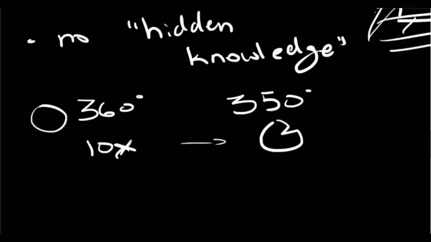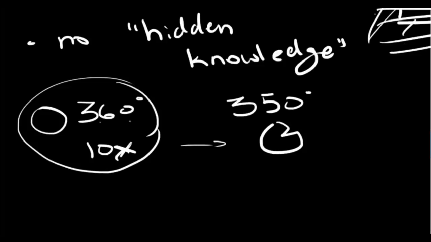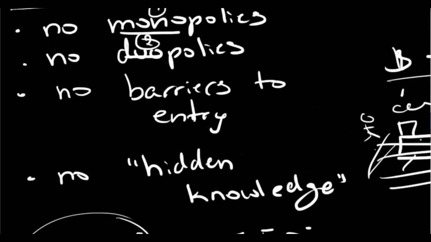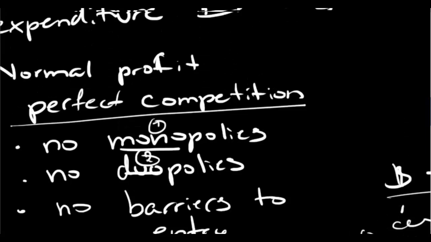And in perfect competition, this doesn't exist. Everyone has perfect knowledge. Everyone knows that a wheel has 360 degrees. Everyone knows how to produce that wheel. Not every wheel is going to be the same in this case, but everyone knows how to do it. There's no hidden knowledge. And this is perfect competition.